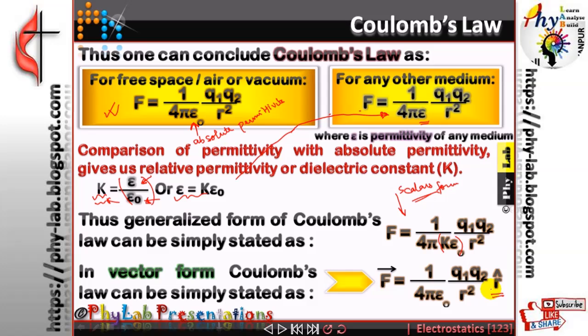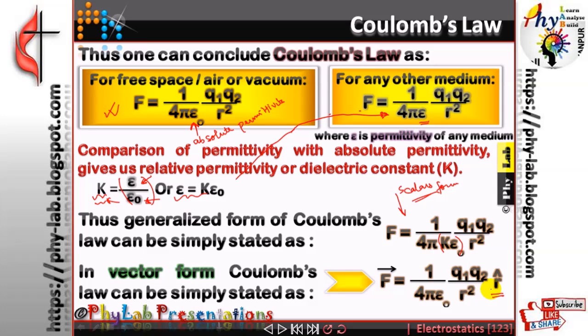vector r. Friends, I'm not using the 1-2 format over here because the council has already stated that it need not be told at this juncture. So that's the reason why I've just avoided it at this particular point. So you can use Coulomb's law's vector form simply as F vector is equal to 1 upon 4 pi epsilon naught q1 q2 by r square and a unit vector r.